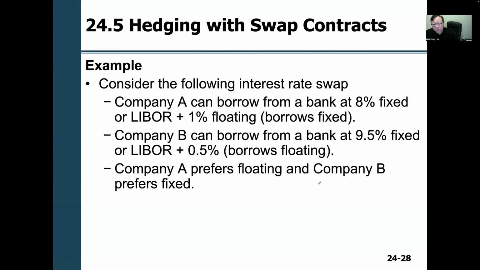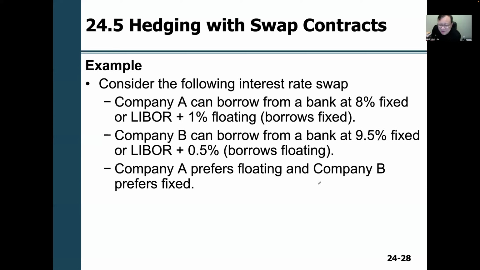But company A prefers floating. So although company A borrowed fixed, company A actually prefers floating. And company B is the opposite. Although company B borrows floating, company B prefers fixed.